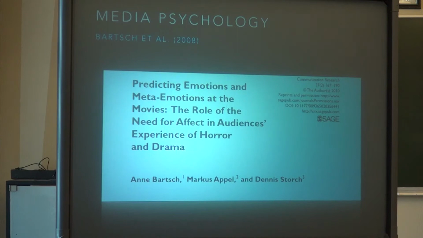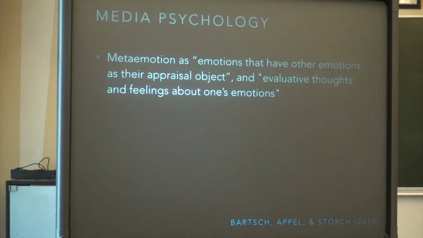So what they wanted to find out, their hypothesis was, okay, maybe this can be understood in terms of individual differences in meta-emotions. Maybe some people like to feel scared in certain contexts, for instance. They define meta-emotion as emotions that have other emotions as their appraisal object and evaluative thoughts and feelings about one's emotion. So it's kind of similar to the definition that we've seen before, but now suddenly it also includes thoughts, which is kind of central in the initial discussions about what meta-emotion is and what it isn't. This is something they would disagree on. Some people think that's a component of meta-emotion, some think it's not.